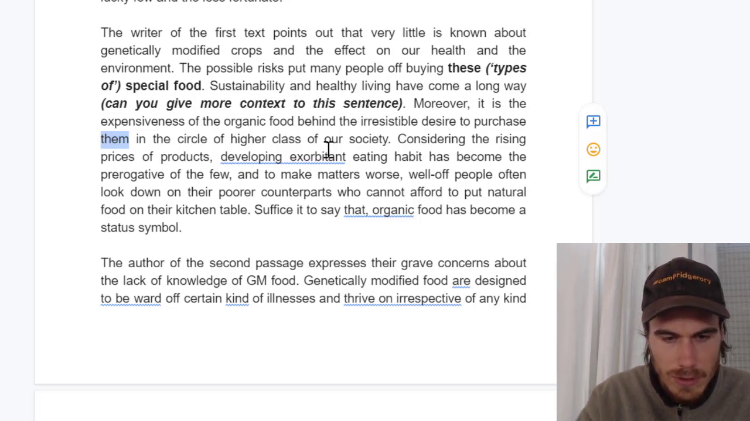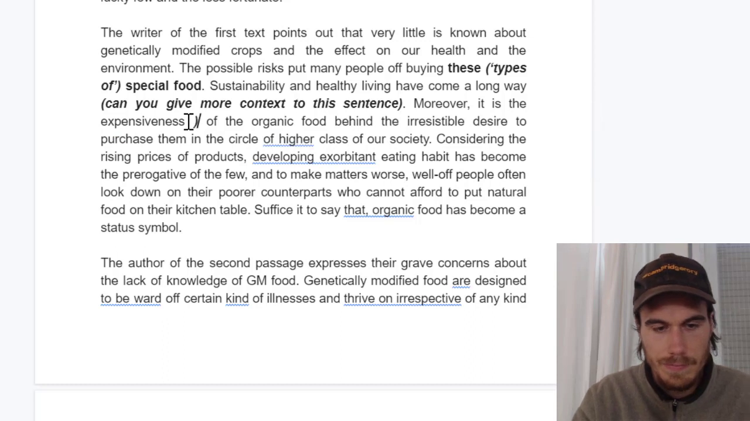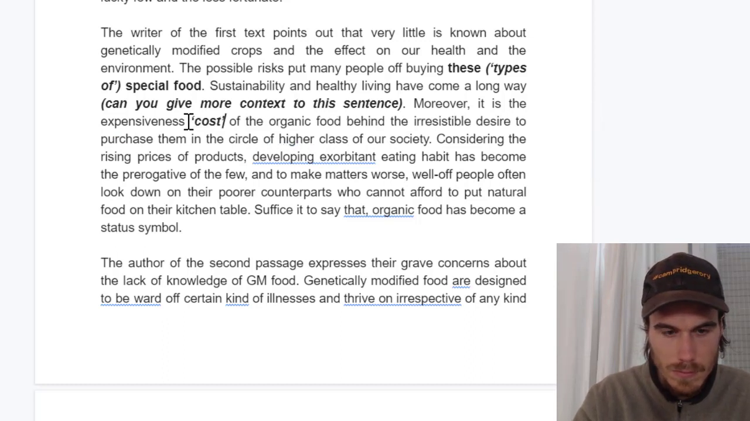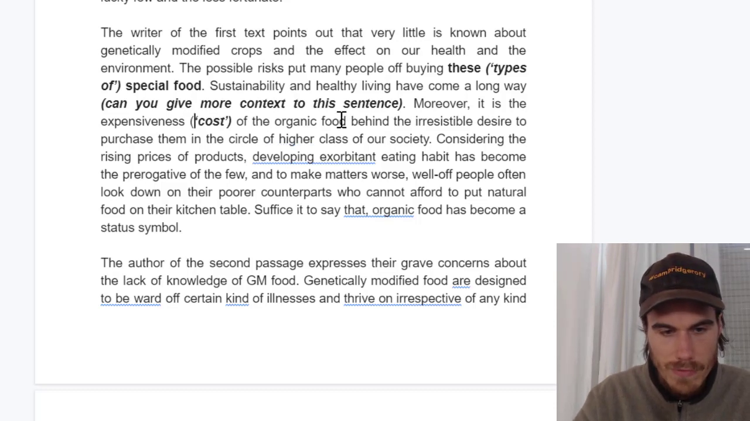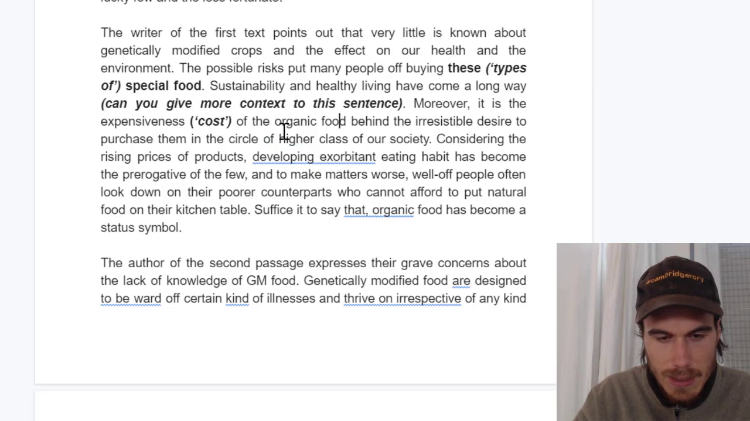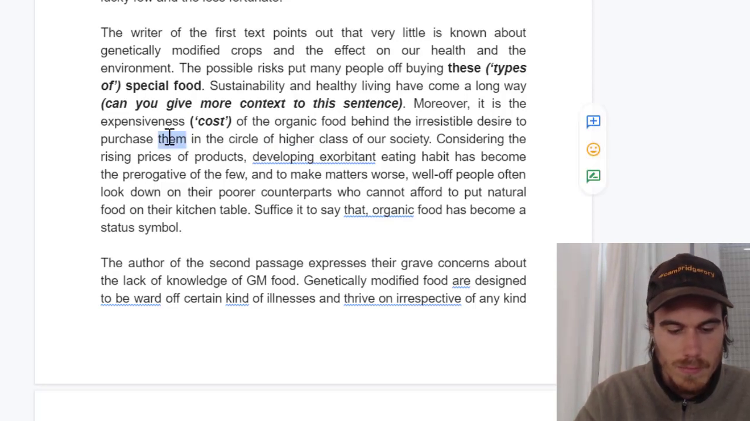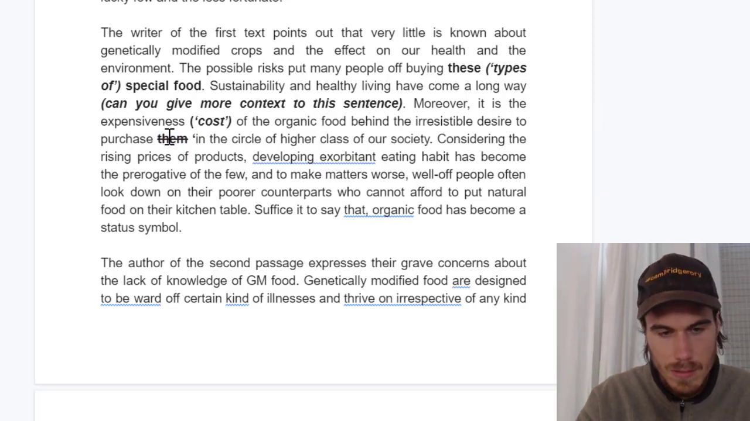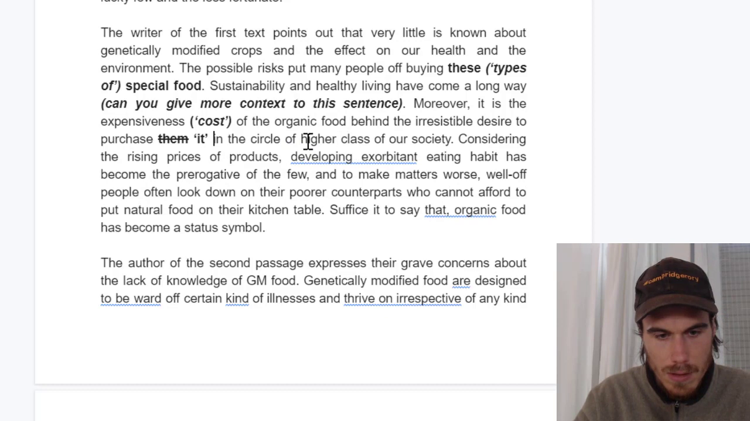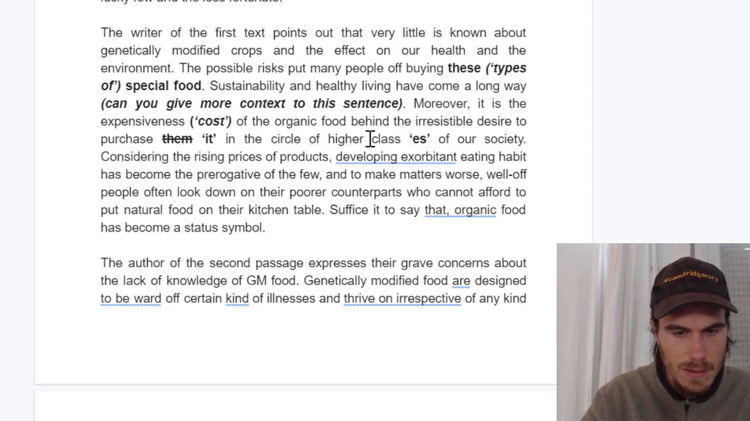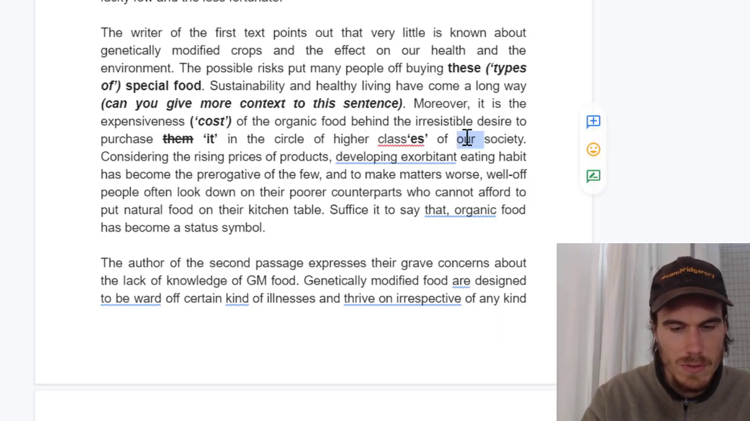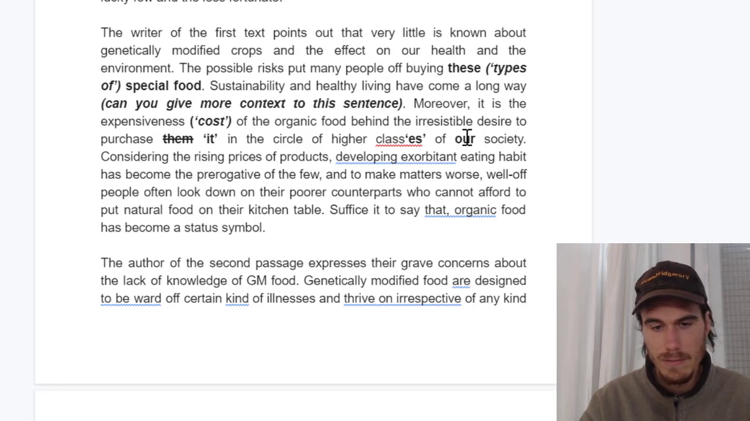Depends on how you look at the word food. It is the expensiveness, the cost of this. I'm going to put this: "of the organic food behind the irresistible desire to purchase them." Purchase it, let's see. "In the circle of higher classes of our society." Whose society? Our societies? Our civilization? If it's on a global scale?